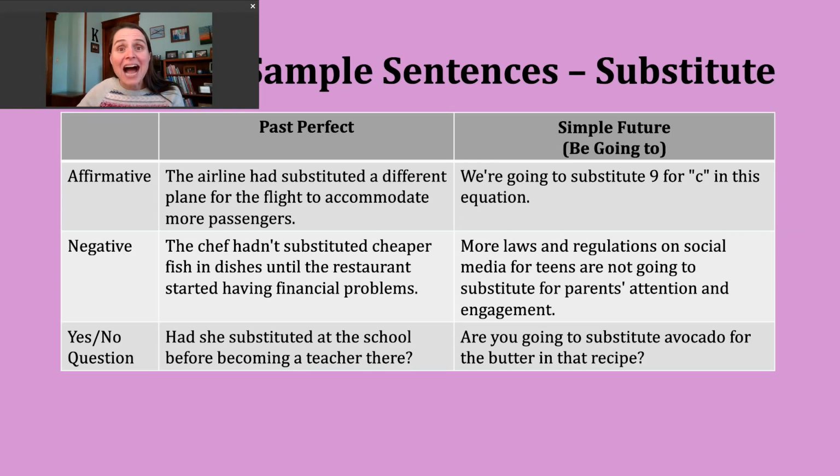If our subject is I, then our present form of be is am, and then we use going to, and then the base verb. If the subject is you, we, or they, we use are, A-R-E, going to, and then the base verb. And lastly, if the subject is he, she, or it, we use is going to and the base verb. Let's take a look at an affirmative example.